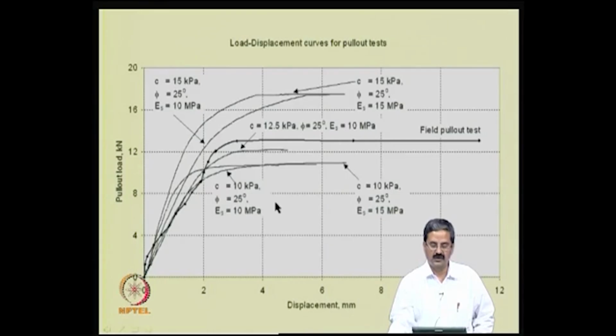Because we assumed various values of C and phi, where this is like a field pull out test, we could match this field. So, what are the values that this field pull out test represents, one can calculate. C and phi are more or less constant, but E one can change and you can get that number. So, what it means is that this particular field pull out test is an important parameter, because when you have so many variables, it is important to calculate what should be the representative C and phi, and it gives that using a pull out test.